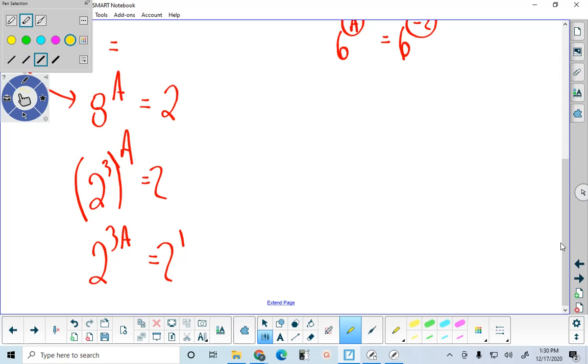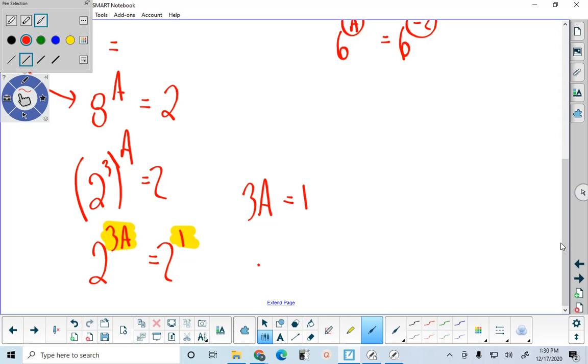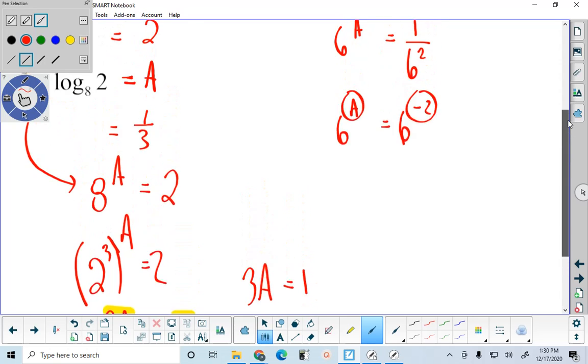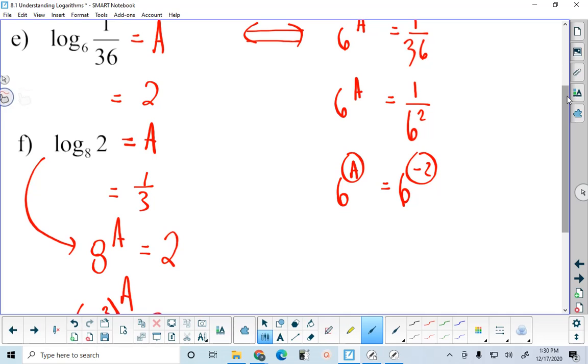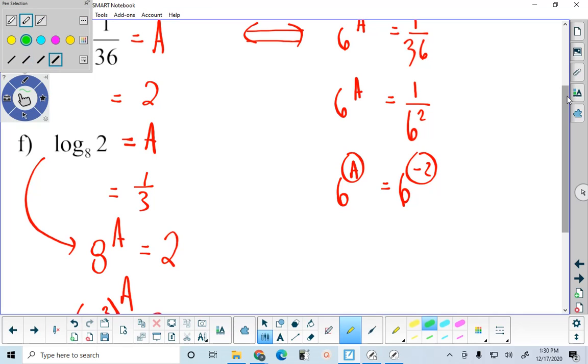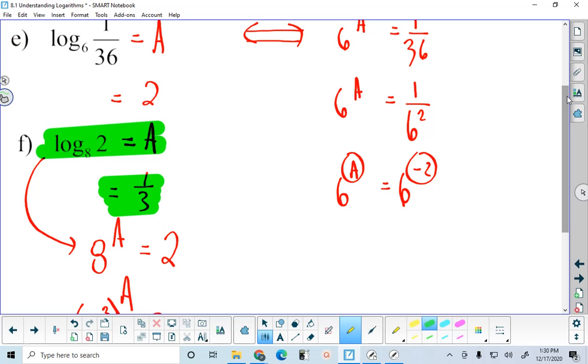I really like that color. And that means that 3a is going to be equal to 1. So a is 1/3. What you could have said as well is that this is 1/3 because log base 8 of 2 is saying to what exponent do I raise 8 to get 2, which is what I have here, right? And I know that the cube root of 8 is 2, and cube root is the equivalent of raising something to 1/3.